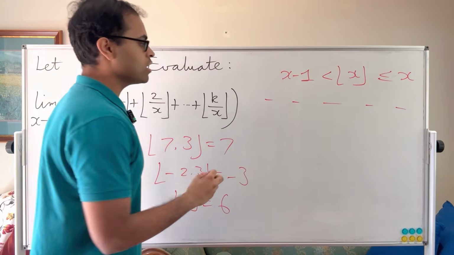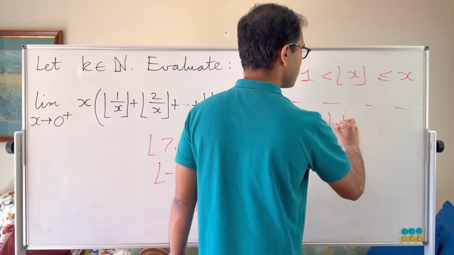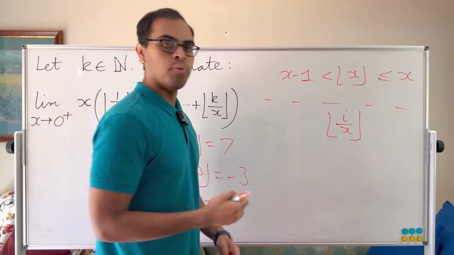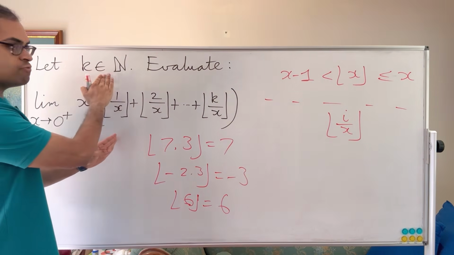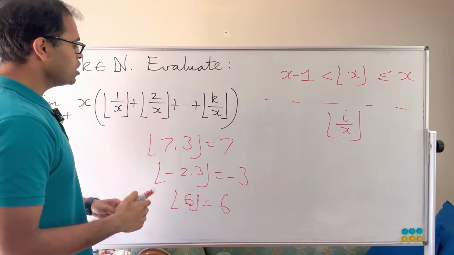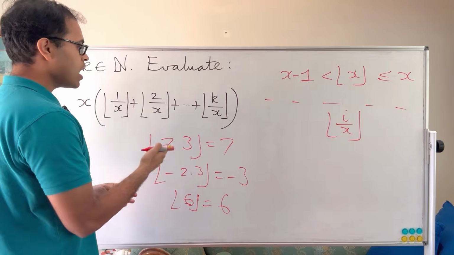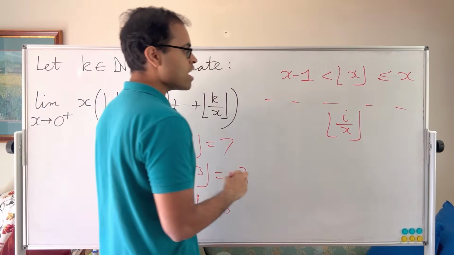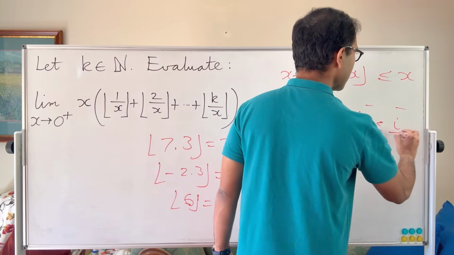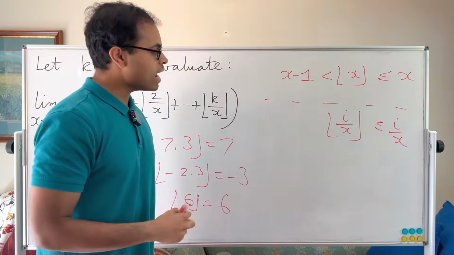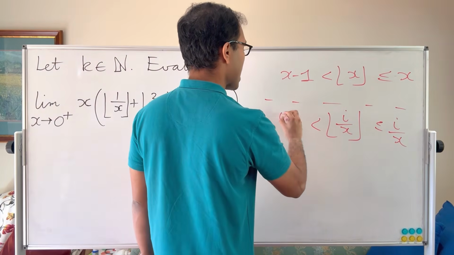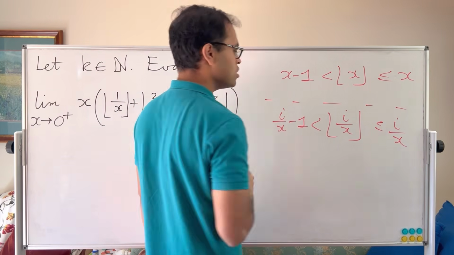So first of all, the floor of i over x, if i is a positive integer. Here in this limit, k is a fixed positive integer. So if i is a positive integer between 1 and k, the floor of i over x is going to be less than or equal to i over x, that's just that inequality up there, and again, it's going to be greater than i over x minus 1. That's going to be crucial.